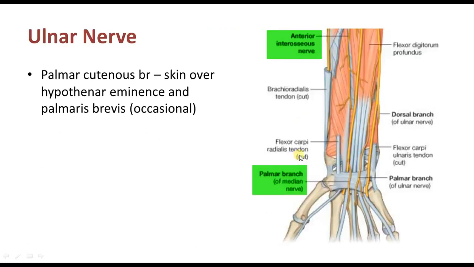So here you are able to see the superficial branch of the ulnar nerve. It is called the palmar cutaneous branch, which supplies the skin over the hypothenar eminence, and occasionally, if it is present, the palmaris brevis muscle also receives from the palmar cutaneous branch of the ulnar nerve. It is not from the deep branch. If the palmaris brevis is present deep to the skin, the palmar cutaneous branch supplies that.